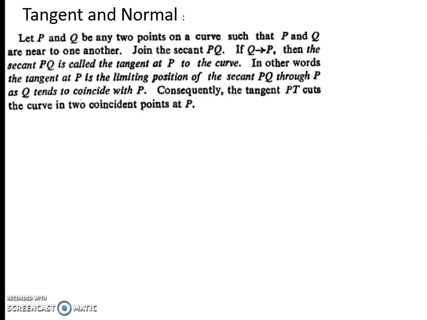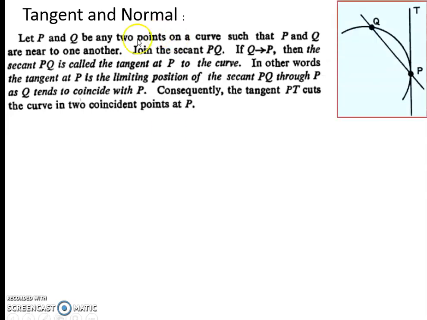So what is tangent? Let P and Q be any 2 points on the curve such that P and Q are near to one another. Join the secant PQ. This PQ is secant. If Q approaches P, then the secant PQ is called tangent at P to the curve.